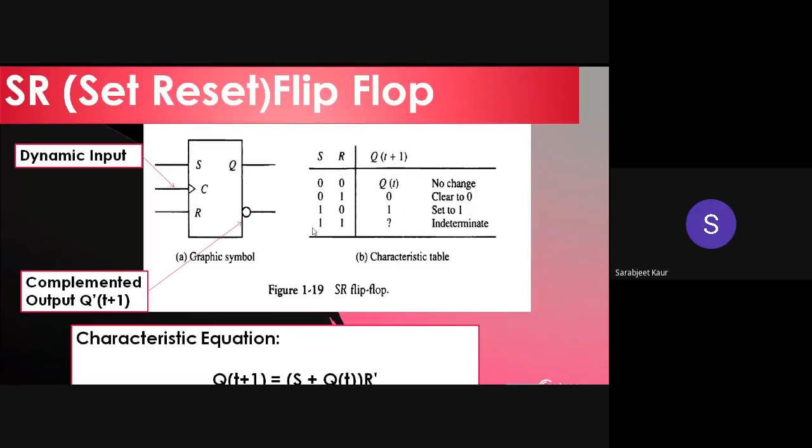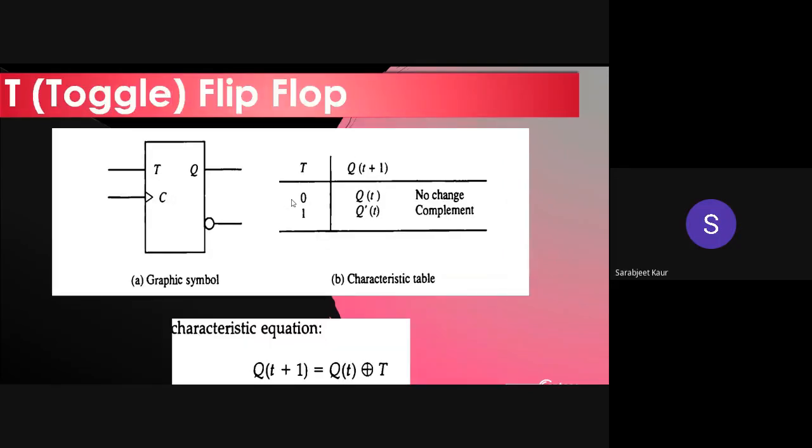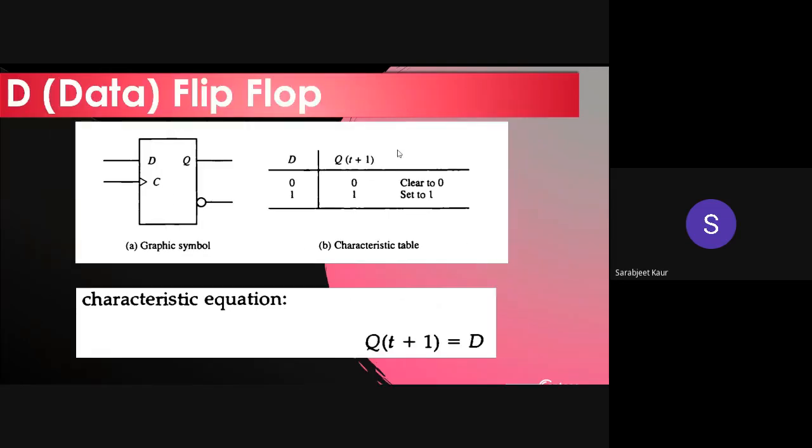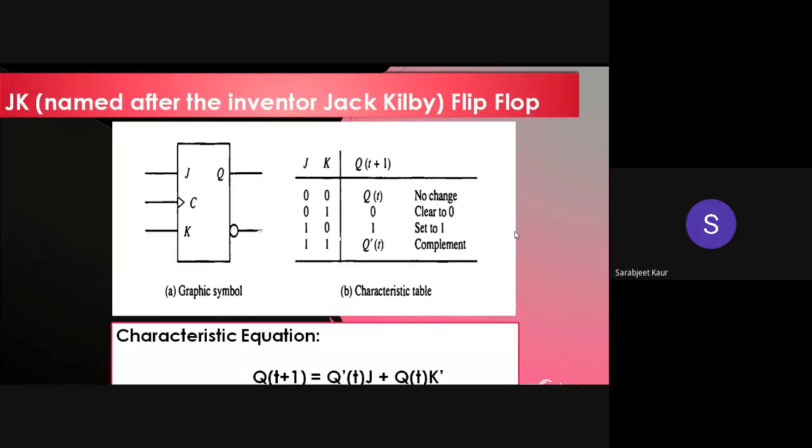But this was a problem in the SR flip-flop, because it had two inputs, so we could have four states here. Whenever I'm using a single input flip-flop, obviously I can only have two states. So in D and T flip-flops, I can have only two states. Since D was already doing this job, for T we took the other two states. And in the JK flip-flop, we have all four things: clearing, set, no change, and the complement. This is almost everything that you can do with a single bit of information.